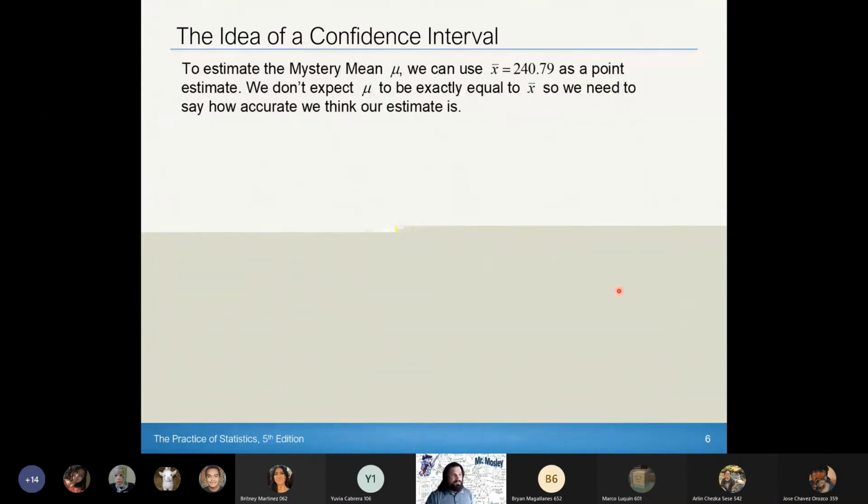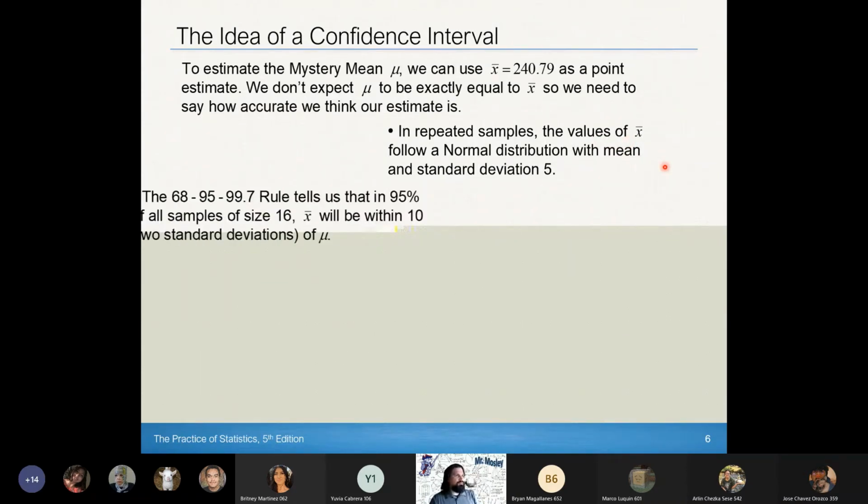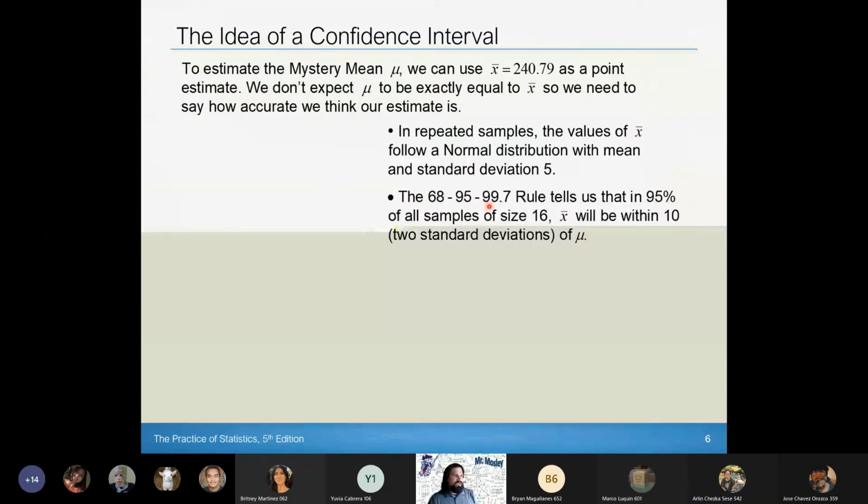Okay. To estimate the mystery mean mu, we can use x bar equals 240.79 as a point estimate. We don't expect mu to be exactly equal to x bar, so we need to say how accurate we think our estimate is. In repeated samples, the values of x bar follow a normal distribution with mean mu and standard deviation 5. Again, there's no value placed on the mean because we don't know exactly what it is. The 68-95-99.7 rule tells us that in 95% of all samples of size 16, x bar will be within 10, or 2 standard deviations, of mu.